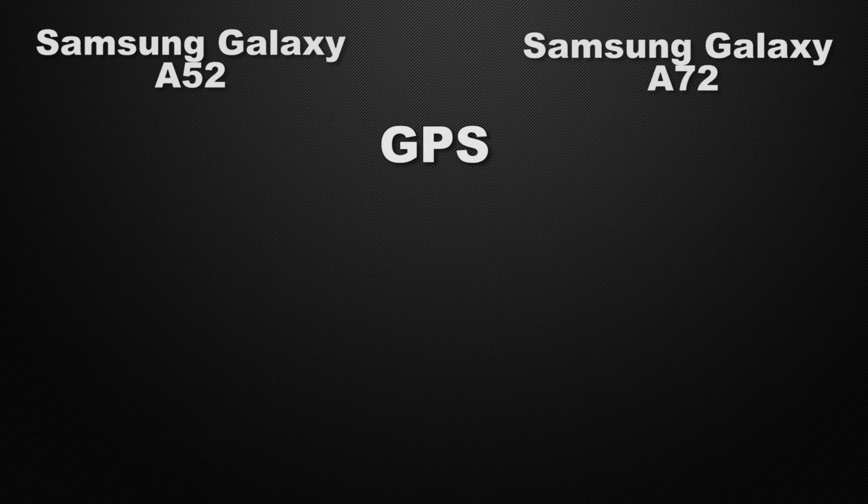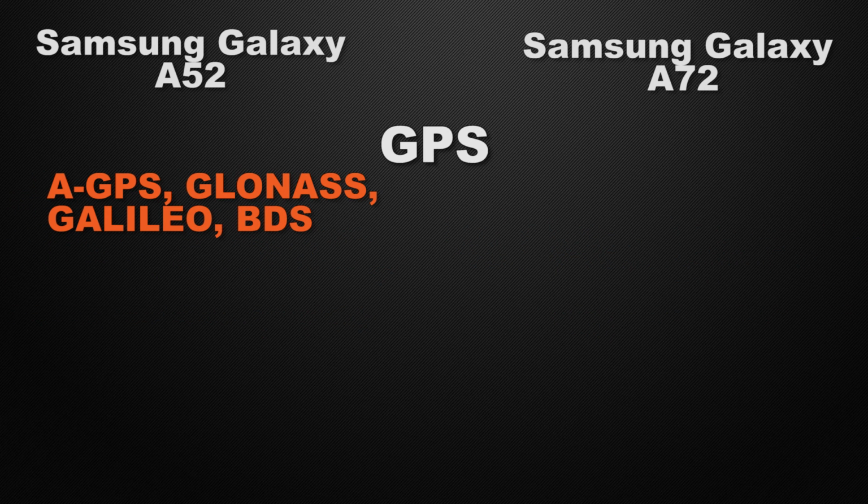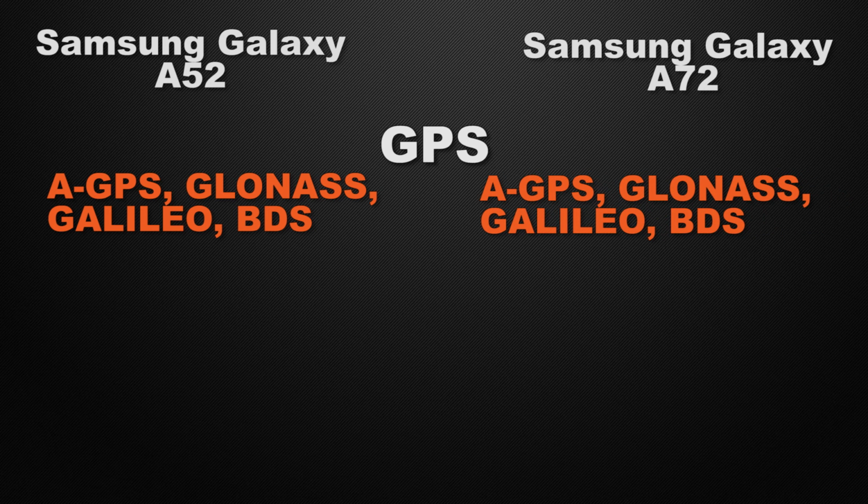Let's talk about the positioning chips in the devices. A52 has AGPS, GLONASS, Galileo and BDS, whereas A72 also has AGPS, GLONASS, Galileo and BDS. So clearly again it's a tie.